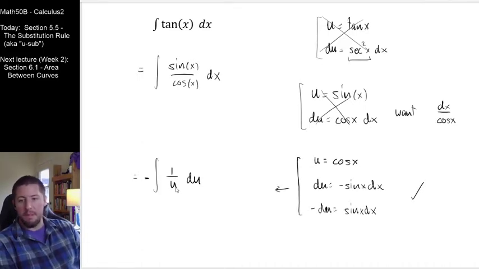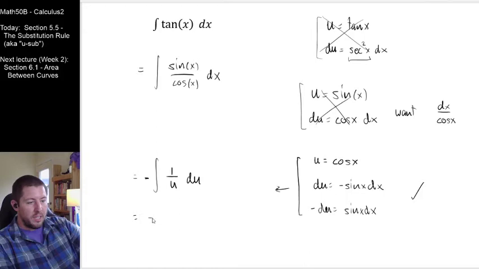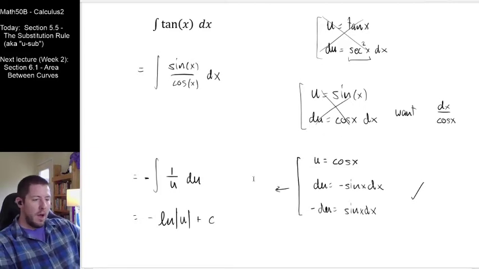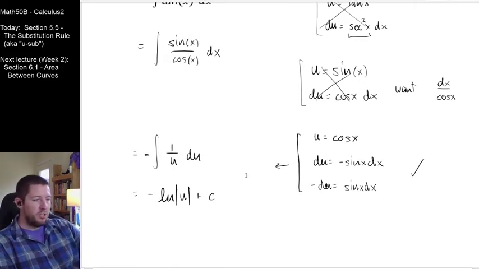I've greatly simplified what our integrand looks like. This is an expression that I know the antiderivative of. I can now go ahead and actually integrate this and get the negative natural log of the absolute value of u plus c. And now all we got to do is undo our substitution and we're good.